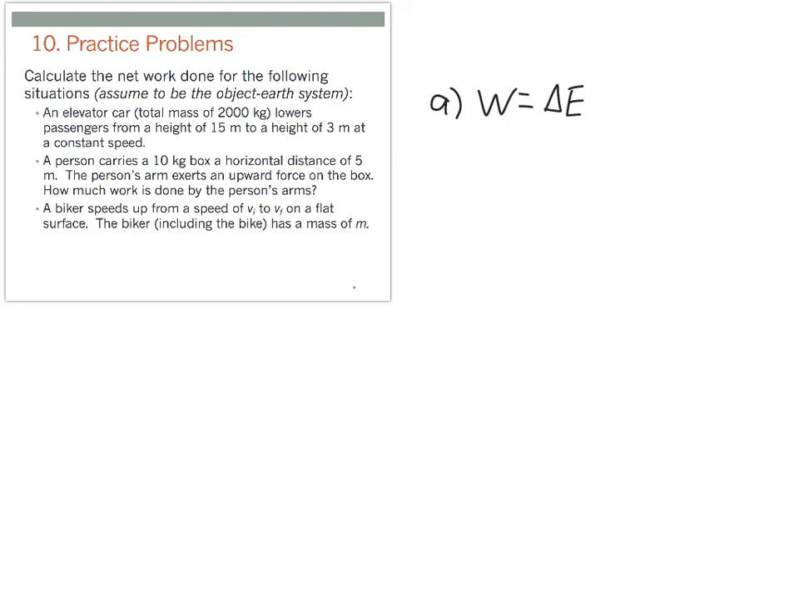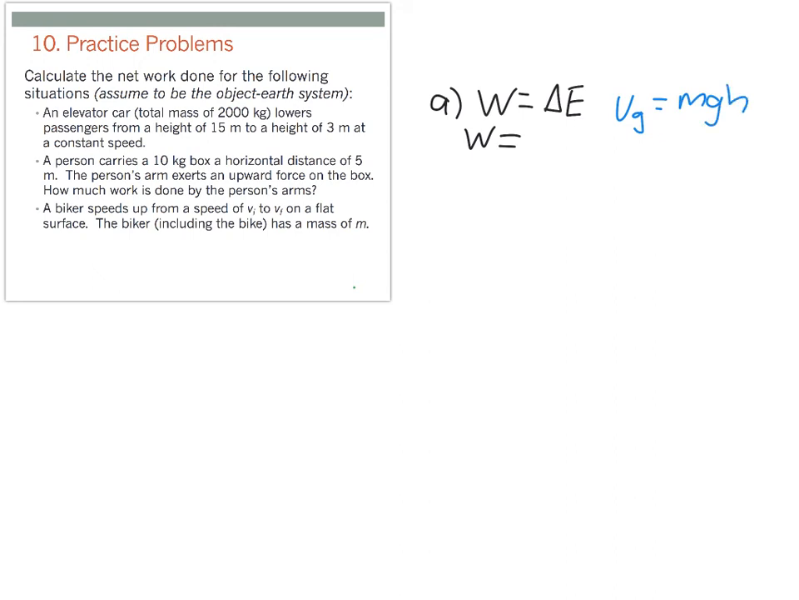In this case, an elevator car with a total mass of 2,000 kilograms lowers passengers from a height of 15 meters to a height of 3 meters. What I would be thinking about is what kind of energy is changing, and in this case, the kind of energy that's changing is my gravitational potential energy. Anytime I see something about a height, I'm thinking about gravitational potential energy.